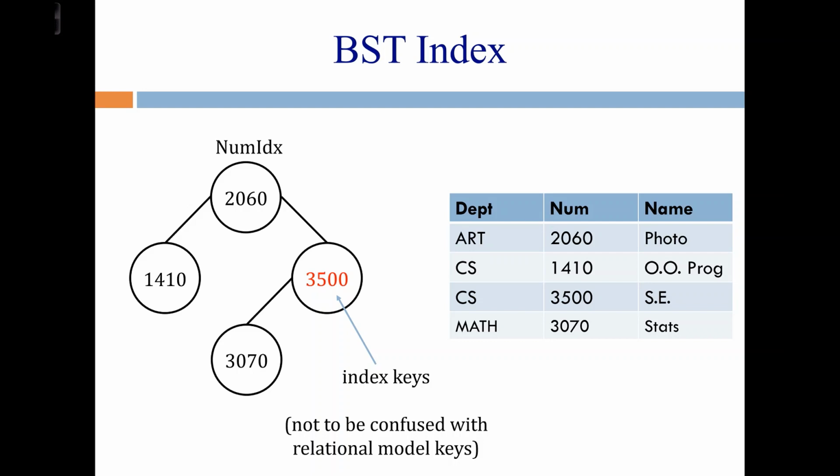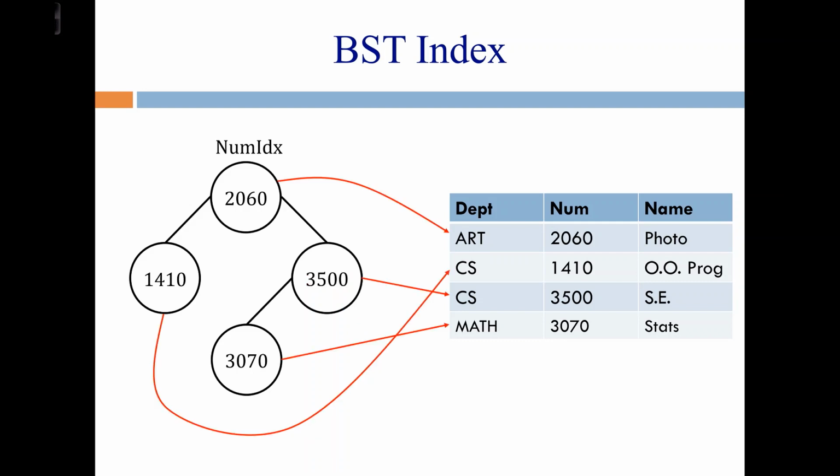But it's important not to confuse that with relational model keys. This term keys does not mean uniqueness like it does in the relational model. Those are just the search keys that decide the structure of the tree and let us quickly search through the tree. So in addition to these search keys, the tree also has pointers into the full row. So once we've found a particular class number, we can go and find the full row, all the other information about that class.